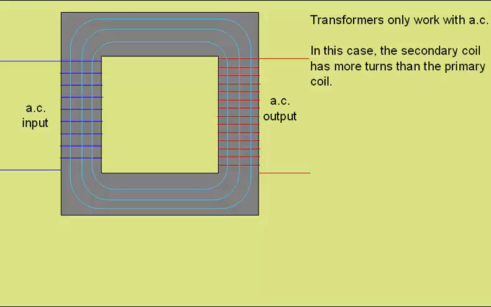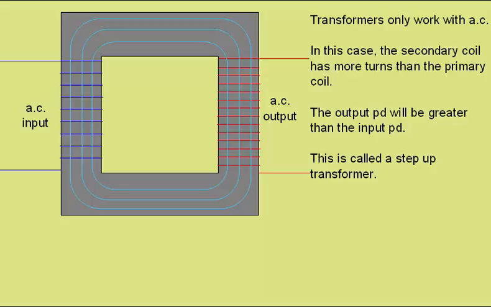In this case, the secondary coil has more turns than the primary coil, as I mentioned earlier, and so the output potential difference will actually be greater than the input potential difference. We'll see why in a moment. This is called a step-up transformer.